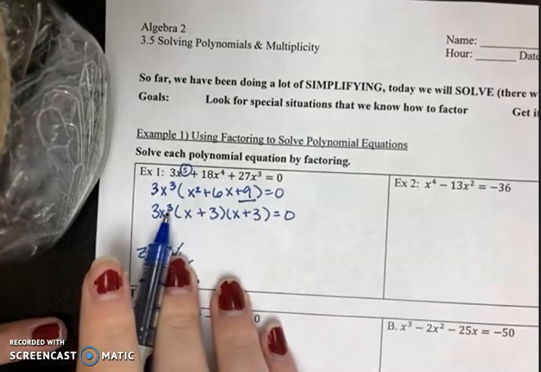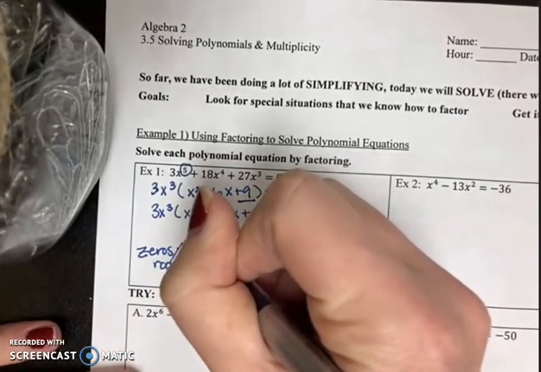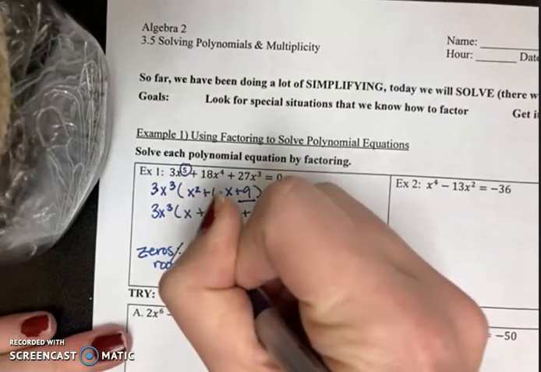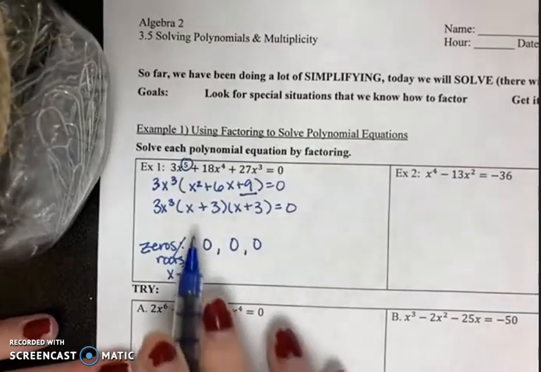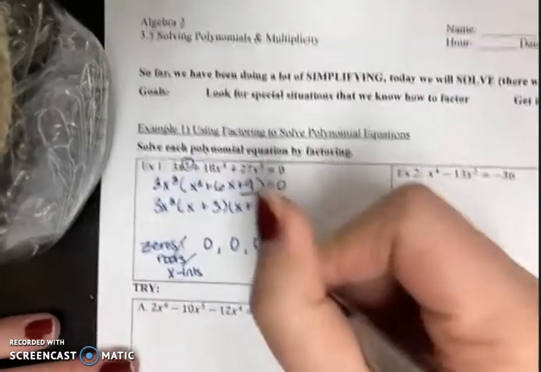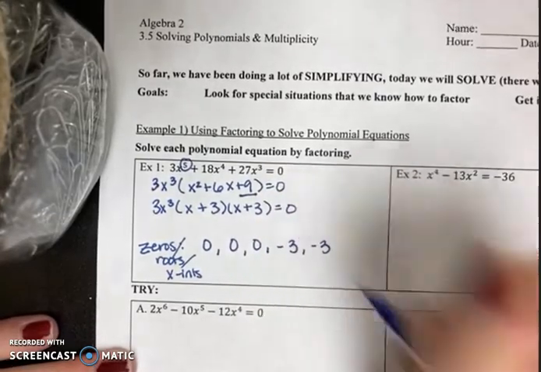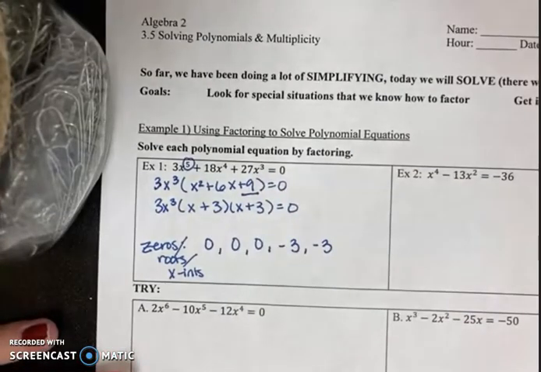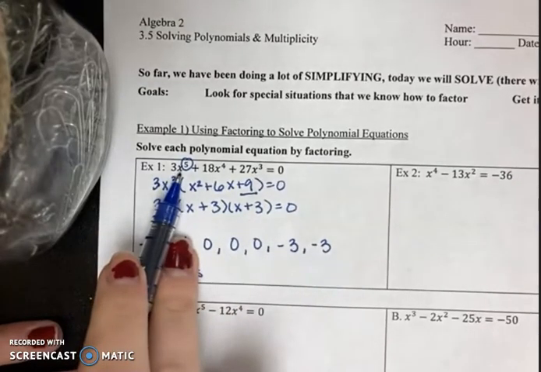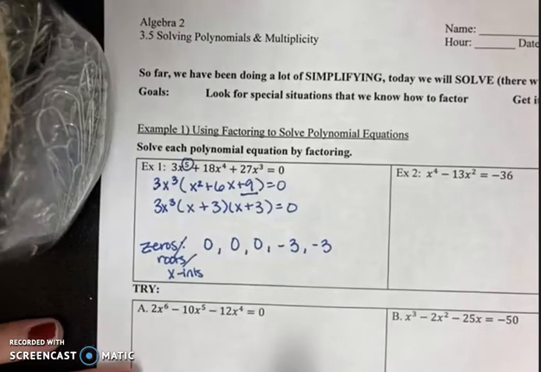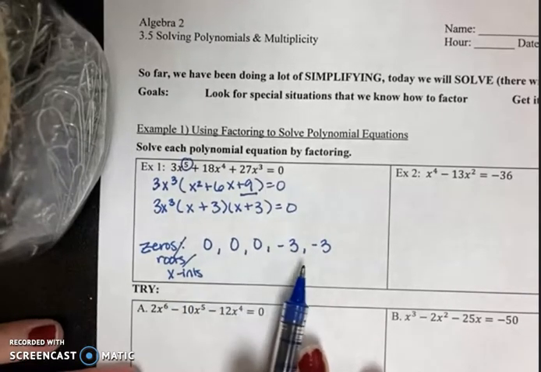Because this is x cubed, we actually have a zero of 0 3 times. 1, 2, 3. X plus 3 being set equal to 0 would give me negative 3, and once again x plus 3 equals 0 gives me a negative 3. So I have 1, 2, 3, 4, 5 zeros, but when I actually look at the graph, we're only going to see 2 x-intercepts. One of them will be at 0, the other at negative 3.